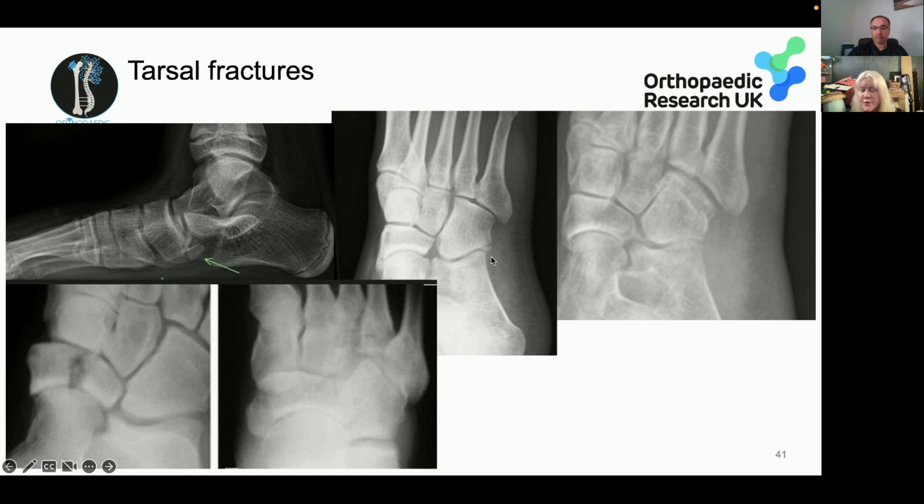So if you get a forced inversion injury to your ankle, you could pull off that little fragment there. And again, you don't need to operate on this, but you do need to protect them and treat them symptomatically.